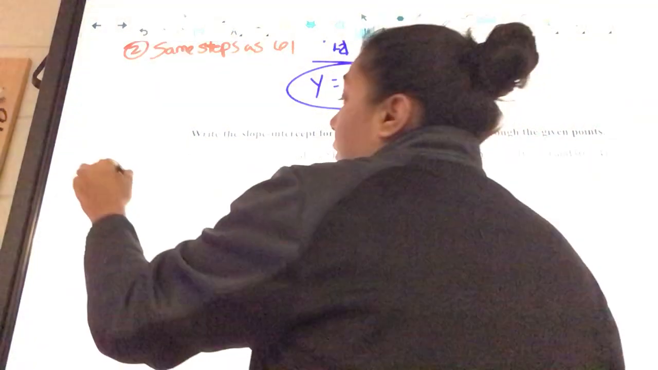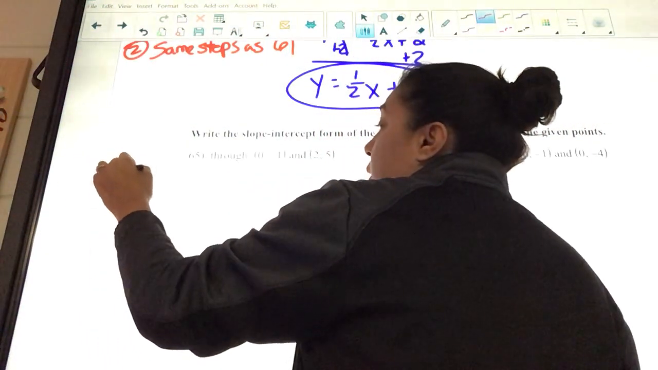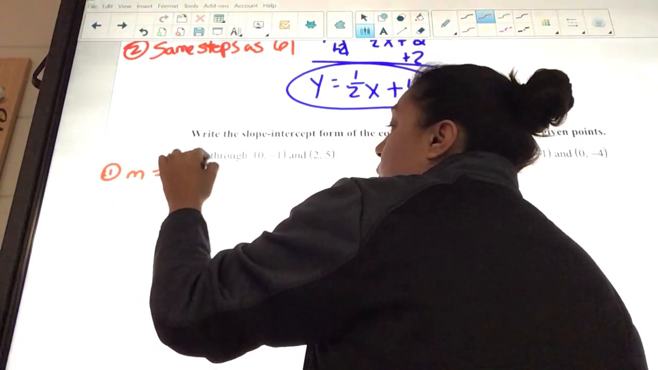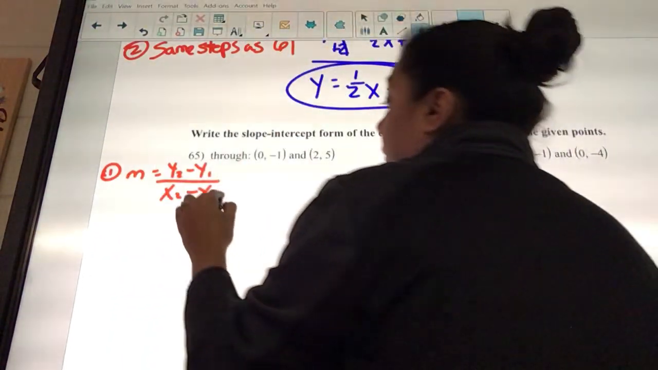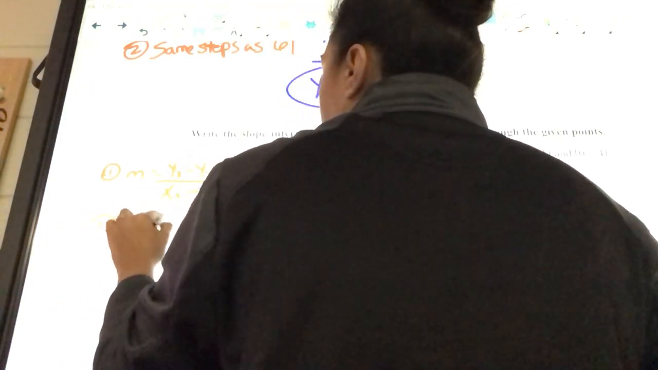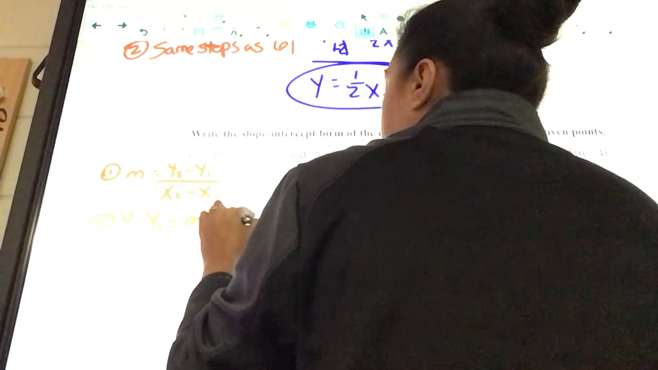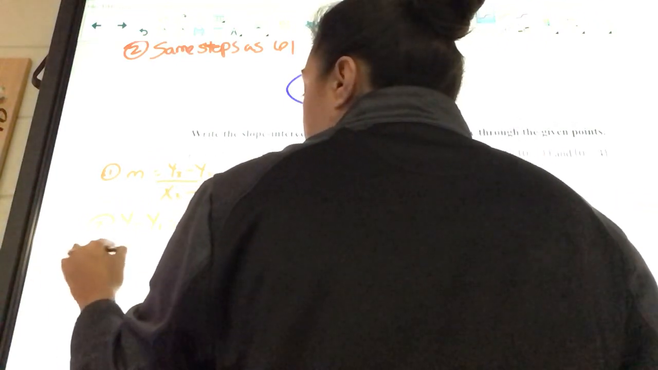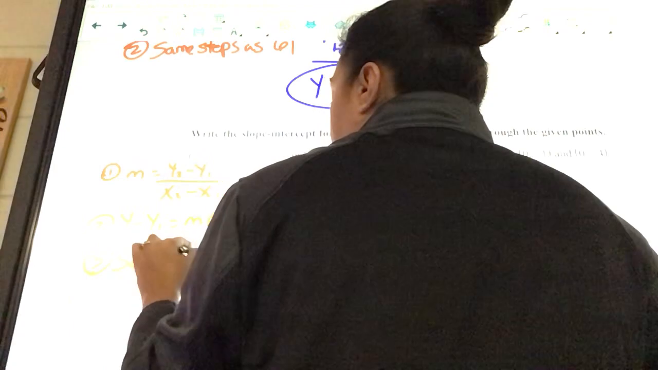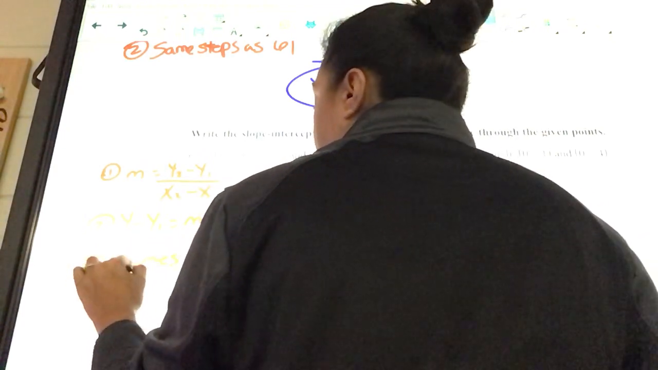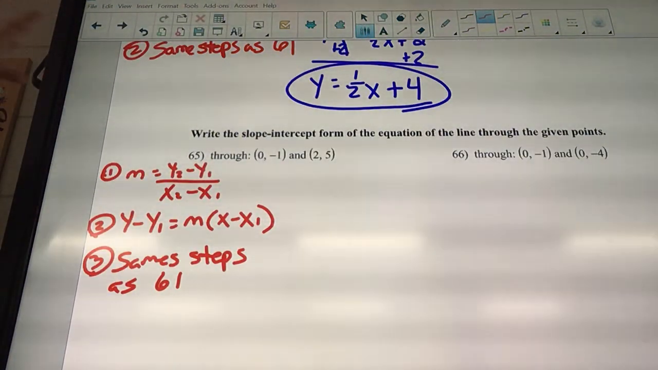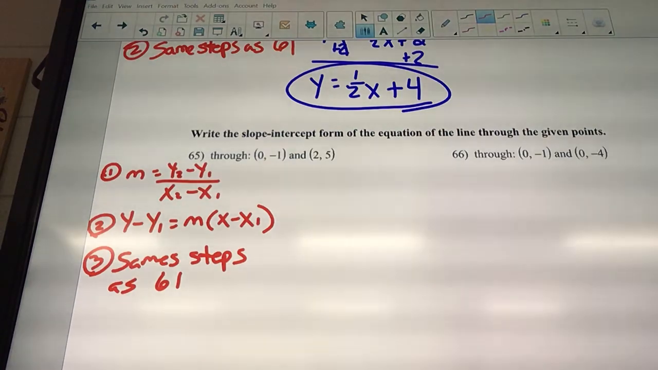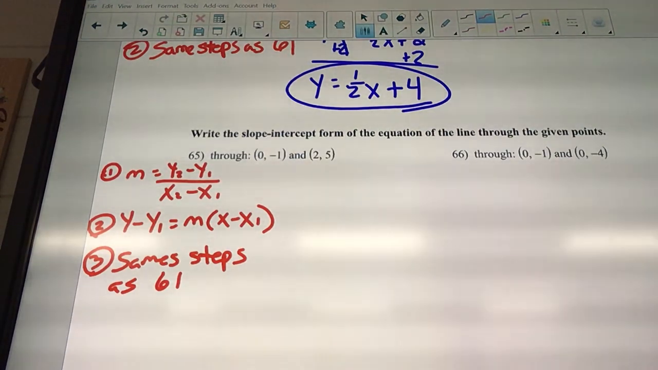Okay, 65, you gotta use all three formulas. So your first formula is gonna go like this: m equals y2 minus y1 over x2 minus x1. Formula 2 is gonna be y minus y1 equals m times x minus x1. And then 3 is gonna be the same steps as 61. So it looks just like this one and the one above it, except you gotta find a slope first.